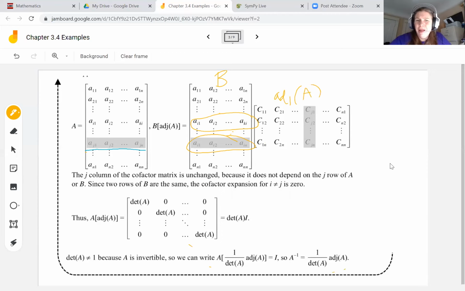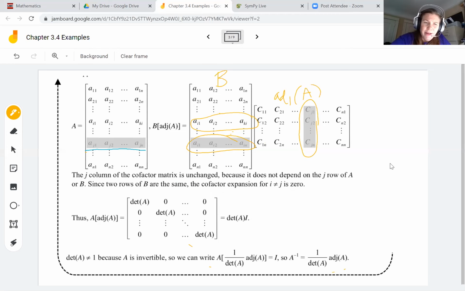So if we look at multiplying the ith row of B by the jth column of the adjoint matrix, then we have each a_i element multiplied by each cofactor C_j1 through C_jn. So the jth column of the cofactor matrix is unchanged because it doesn't depend on the jth row of A or B. But since two rows of B are the same, the cofactor expansion for i and j different is going to be 0.